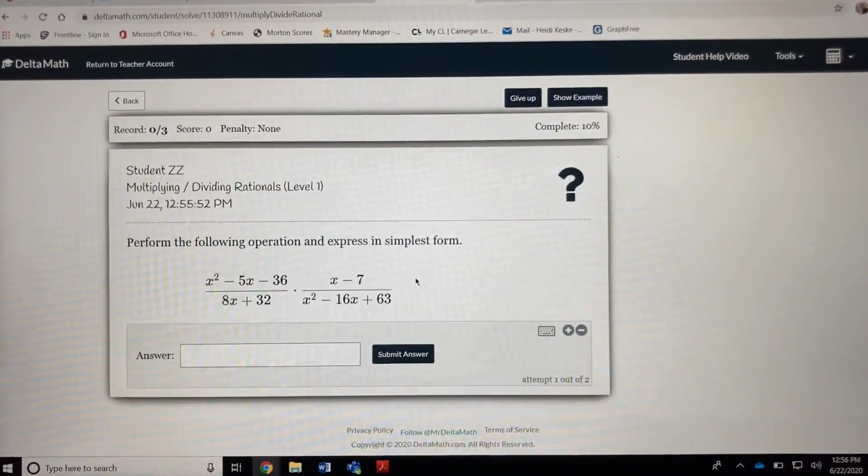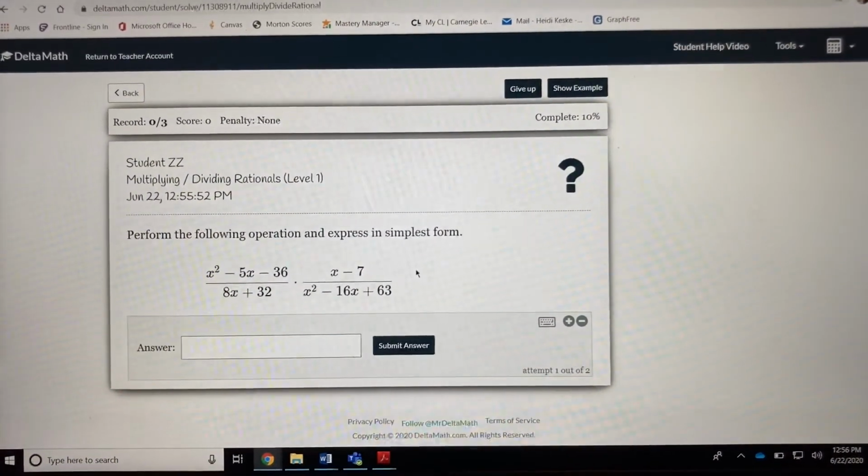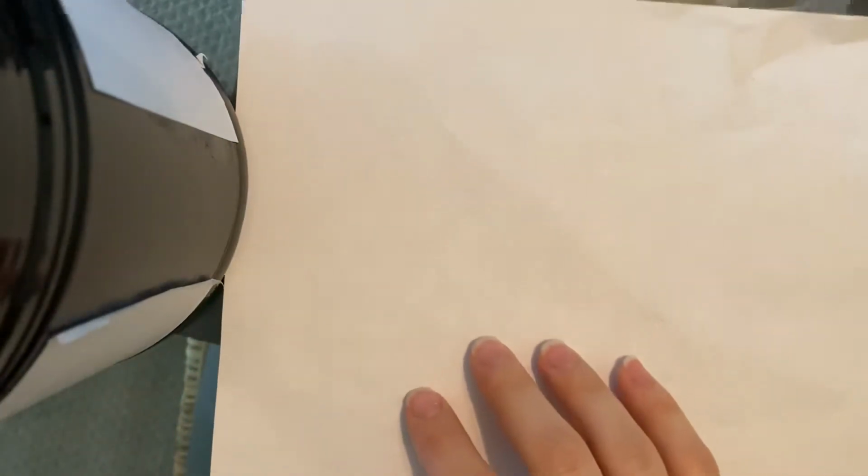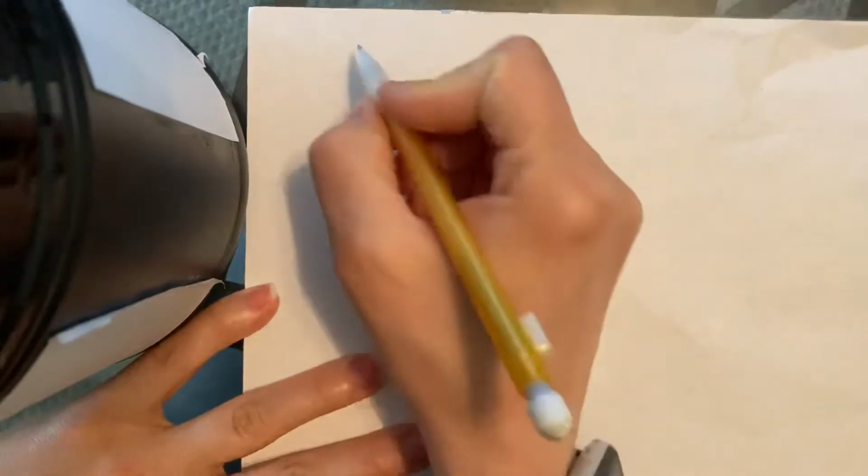Multiplying, dividing rationals, level 1. So here is my problem. Again, this is going to be a problem that I'm going to need to write out some work for. So I'm going to do that on my paper here. So first thing I'm going to do is copy down the problem.